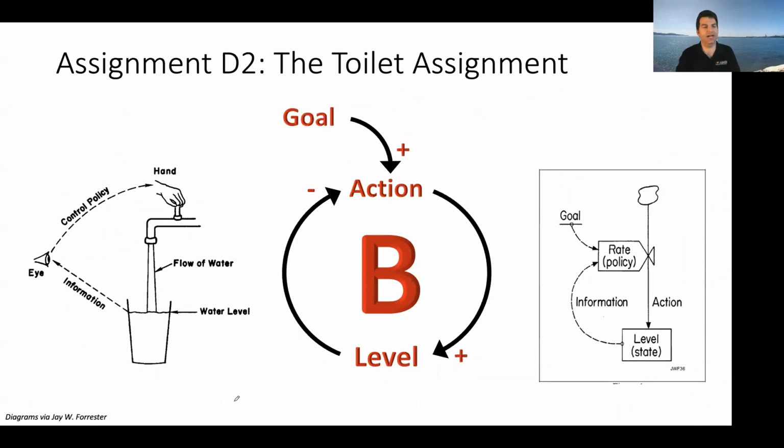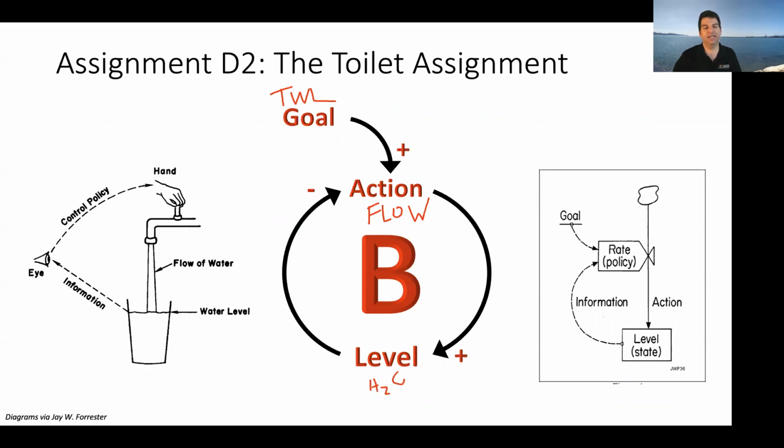So just as a reminder, this is basically the CLD that we're working with here. We've got a target water level, which is like our goal. We've got our water flow, which is like our action. And we've got our water level down here. So this is our H2O level.